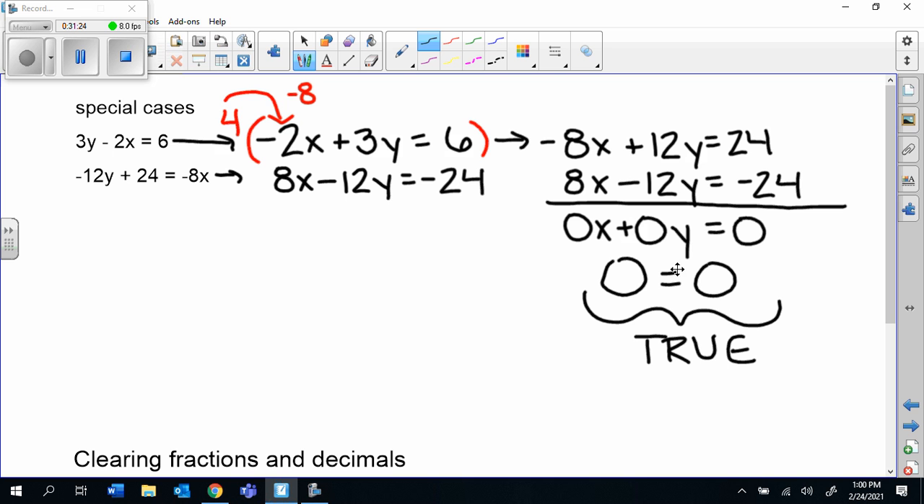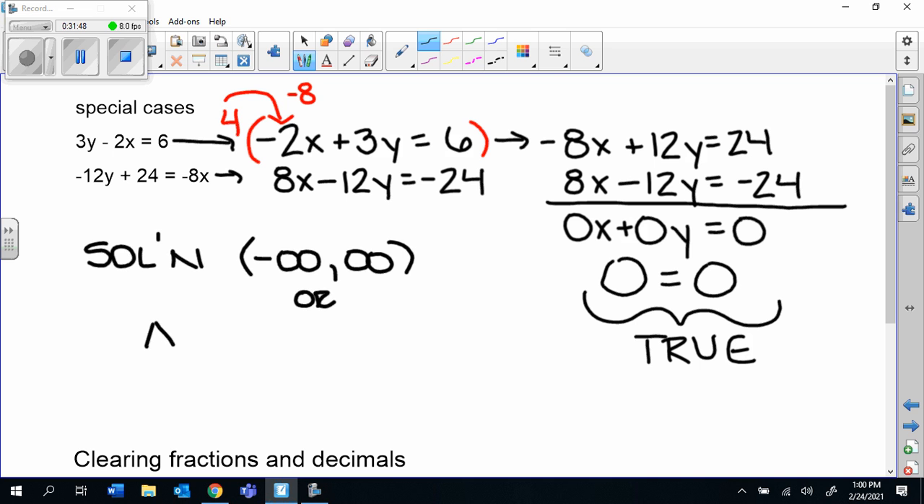And so then when you have a true statement, in other situations, you might end up with like a 2 equals 2 or something like that. As long as it's true, then your answer, your solution, written in interval notation, is -infinity to infinity, or all real numbers. So all the numbers are true. Literally, you could plug in anything and it would work. All real numbers, and so the set of real numbers can be abbreviated like that.